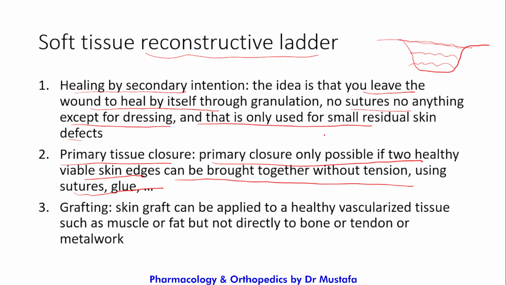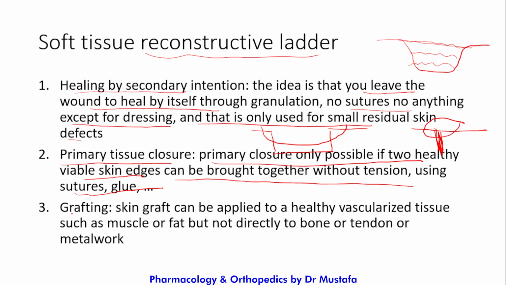For example, we have this wound here and we want to heal this wound by primary intention. We use sutures to approximate the edges of the wound, and we would get this wound after it's like that, and we have the suture here to approximate the edges.